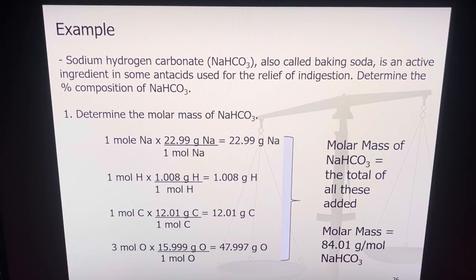So number one, you simply determine the molar mass. Molar mass, we've done that many times. You've had lots of practice so far. So you find the molar mass of sodium in that molecule. There's only one sodium, only one hydrogen, only one carbon, and there's 3 oxygens. So determining the molar mass of each is simple. Adding them all together, you get the total molar mass of sodium hydrogen carbonate to be 84.01 grams per mole.